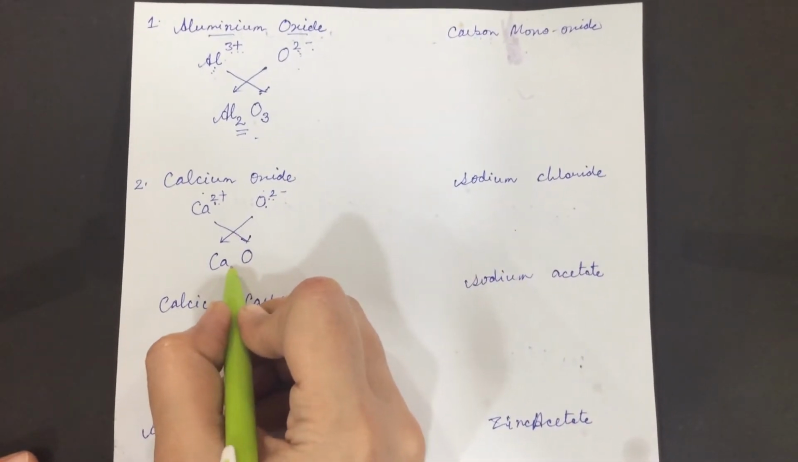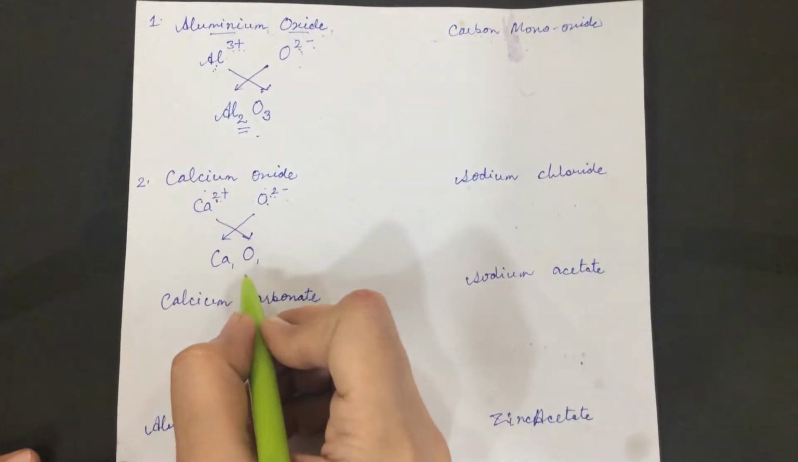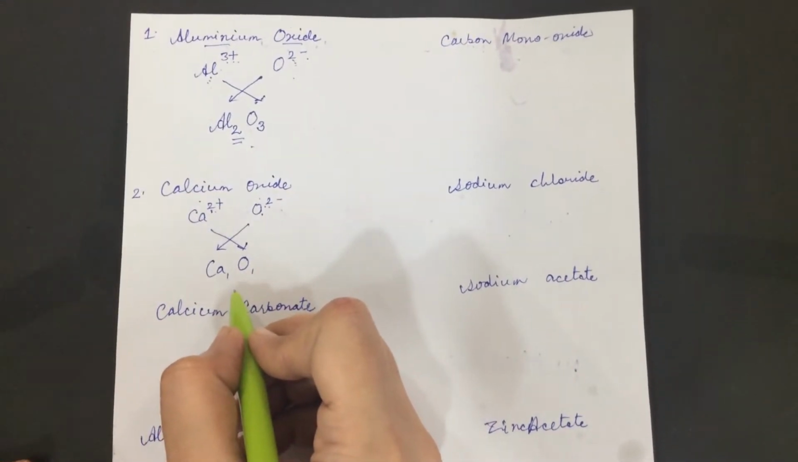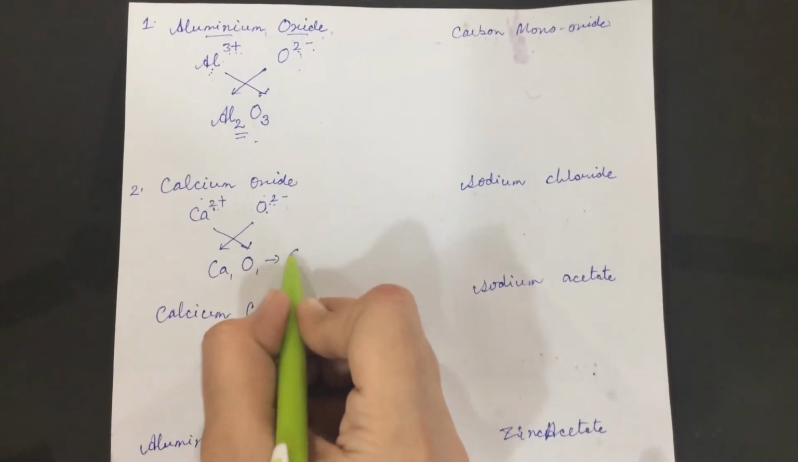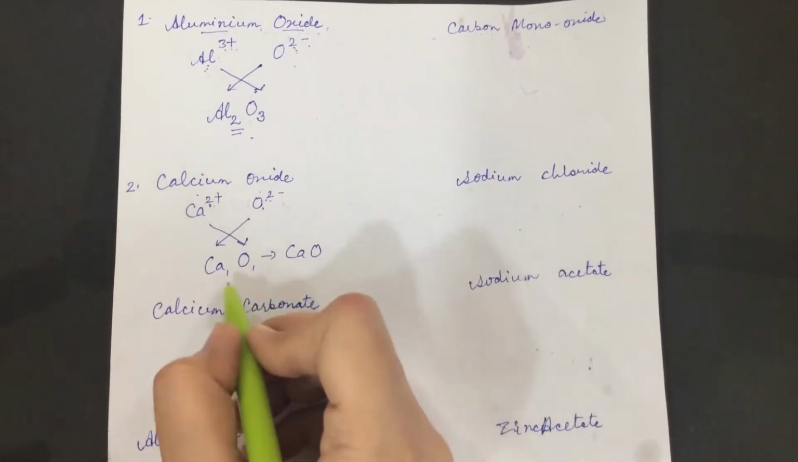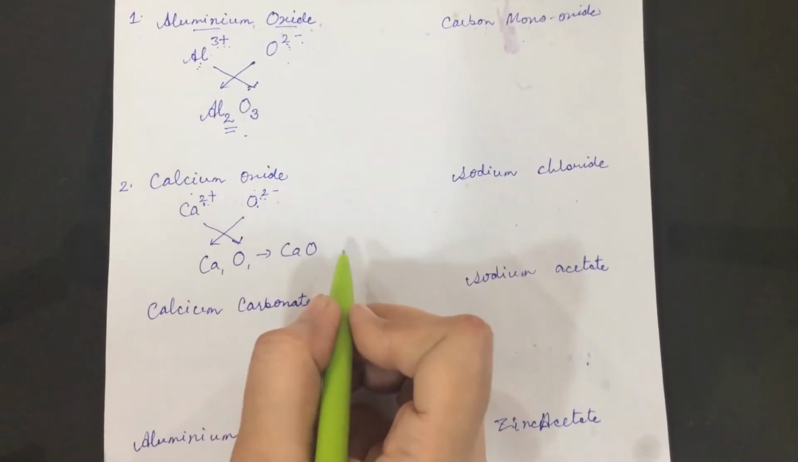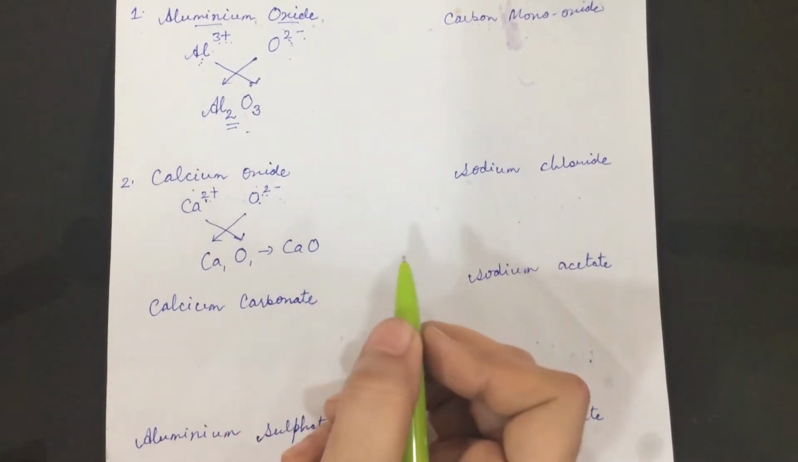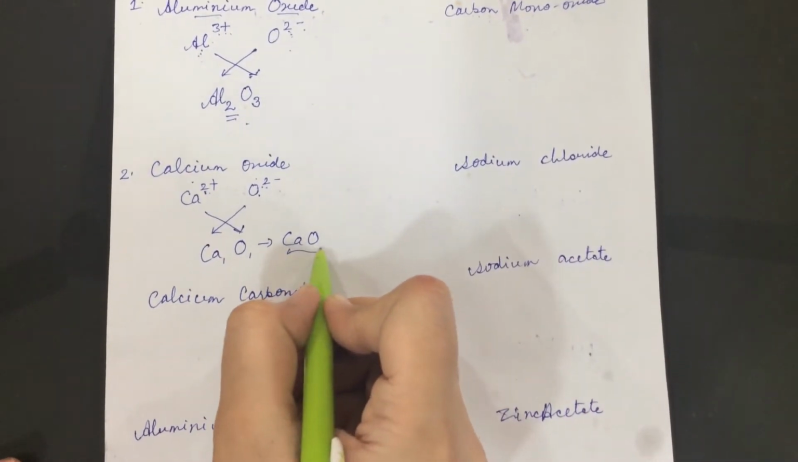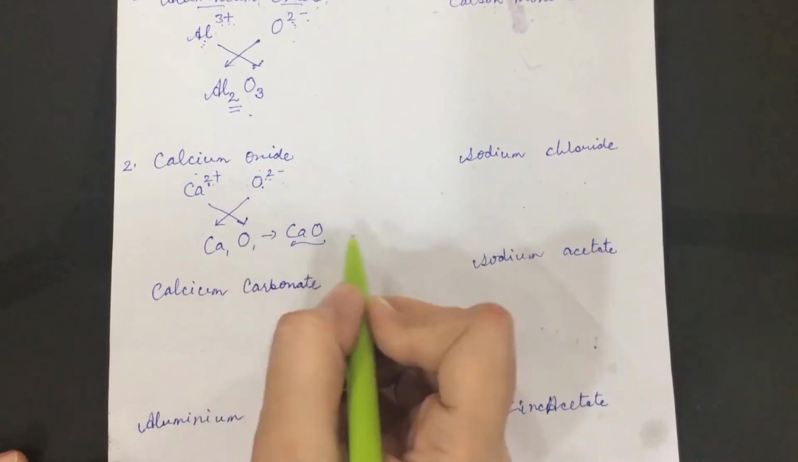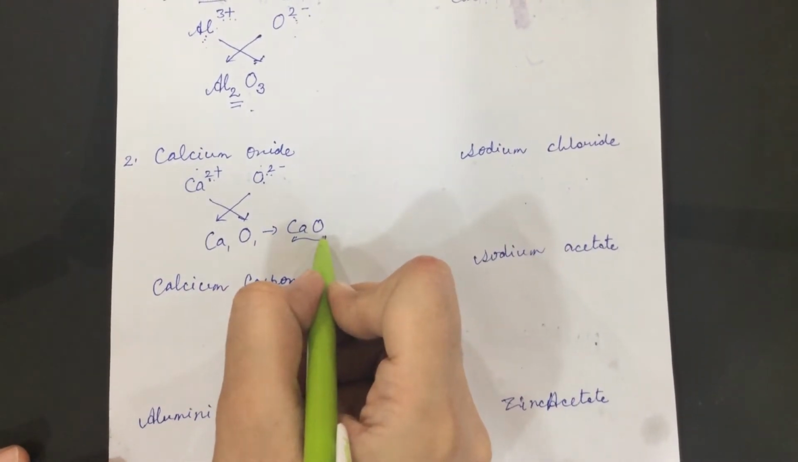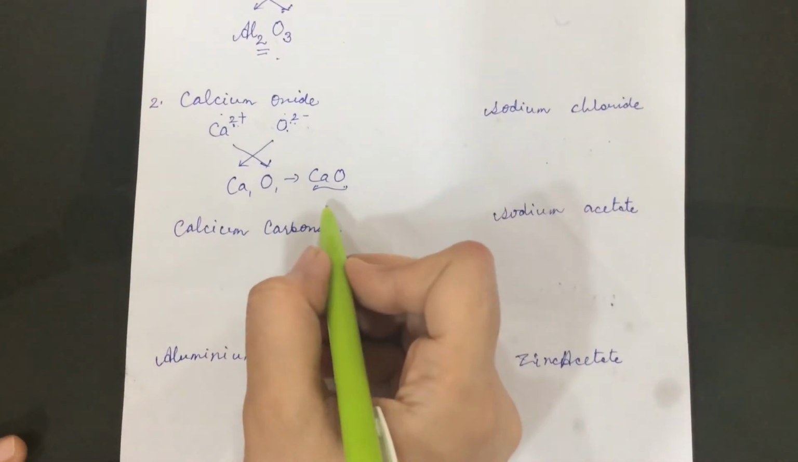So no need to write 1 here, because if we don't write this 1 subscript, it is understood that calcium oxide has a formula of CaO. Whenever there is a 1 involved in a formula, we don't write it, because it's understood that the compound exists with 1 atom of calcium and 1 atom of oxide, right? So this is the way we write the formula.